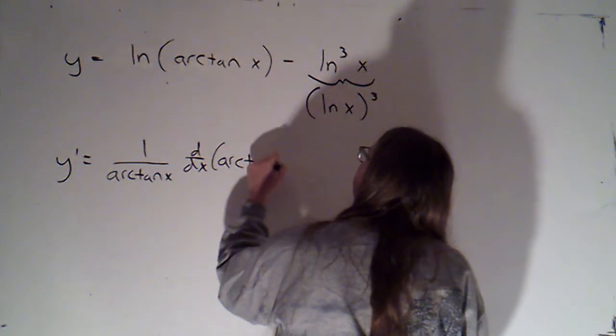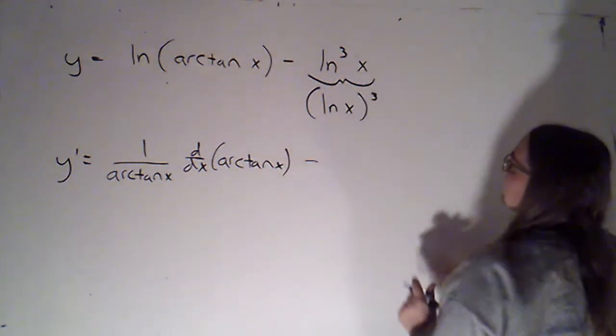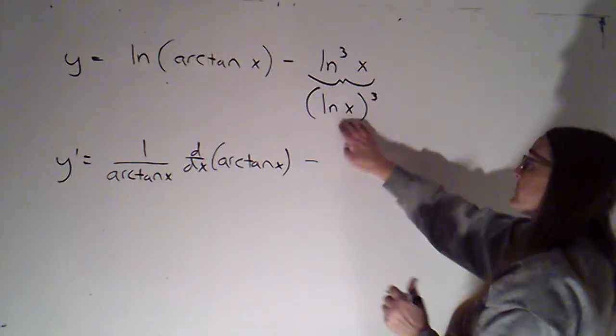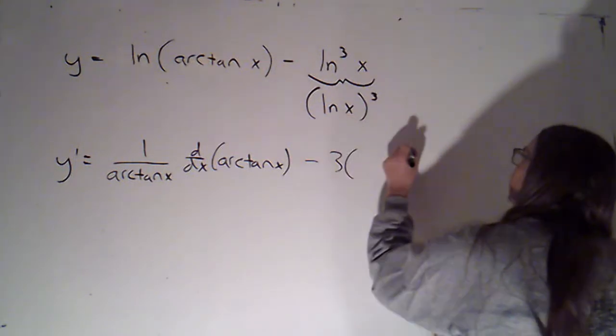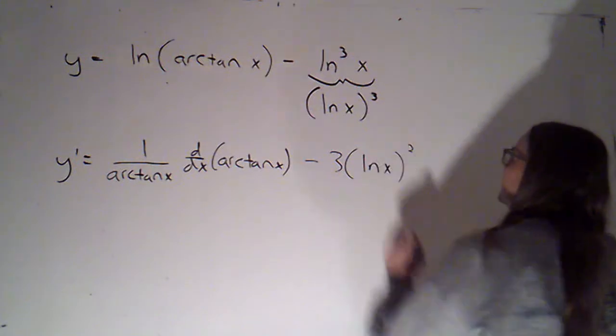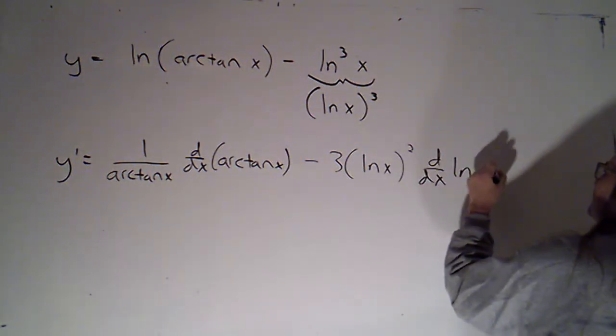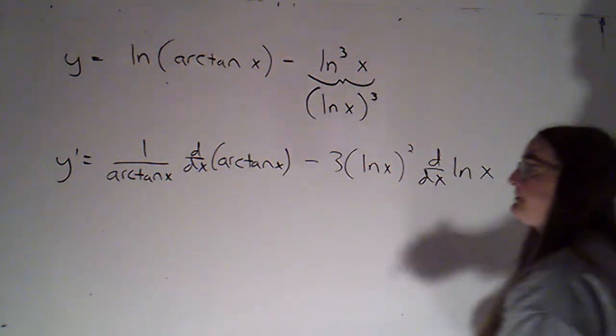Minus, this is the cubing function, and I'm just applying that to the natural log. So I'll get 3 times my input squared, where my input was the natural log of x. And we've got to multiply that by the derivative of the natural log of x.